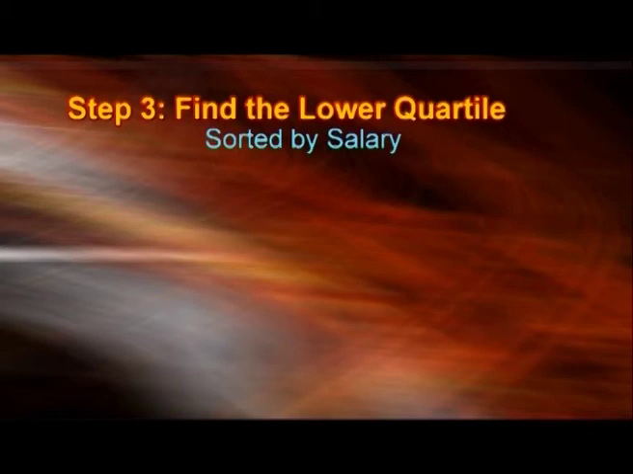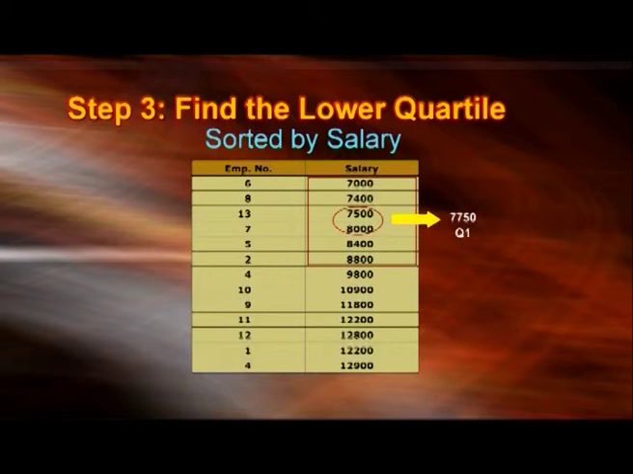Step 3. Find the lower quartile. The median for this half will be the sum of midpoints, that is 7,500 plus 8,000 divided by 2, which is equal to 7,750. Let us call this Q1.